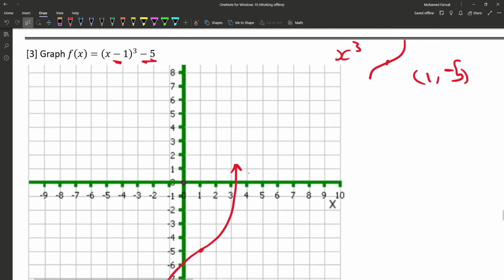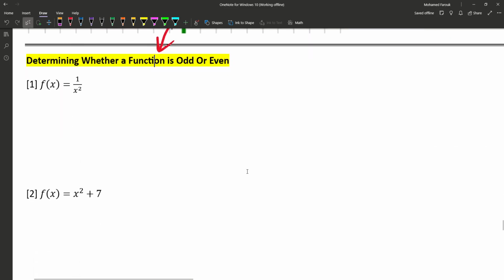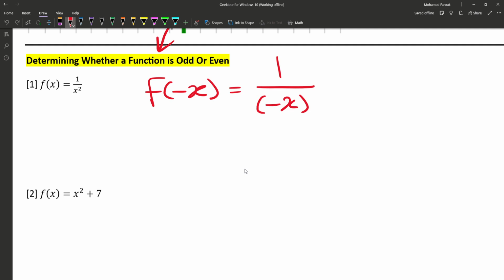Okay. Next one, how to determine the odd and even function. Okay, we will get f of -x. So it will be 1 over (-x) squared, and then you will simplify. Power 2, even power, it will cancel the negative sign, so go back again to x squared. So from f of -x, we get back again to f of x. So both of them are equal, so this function is even.